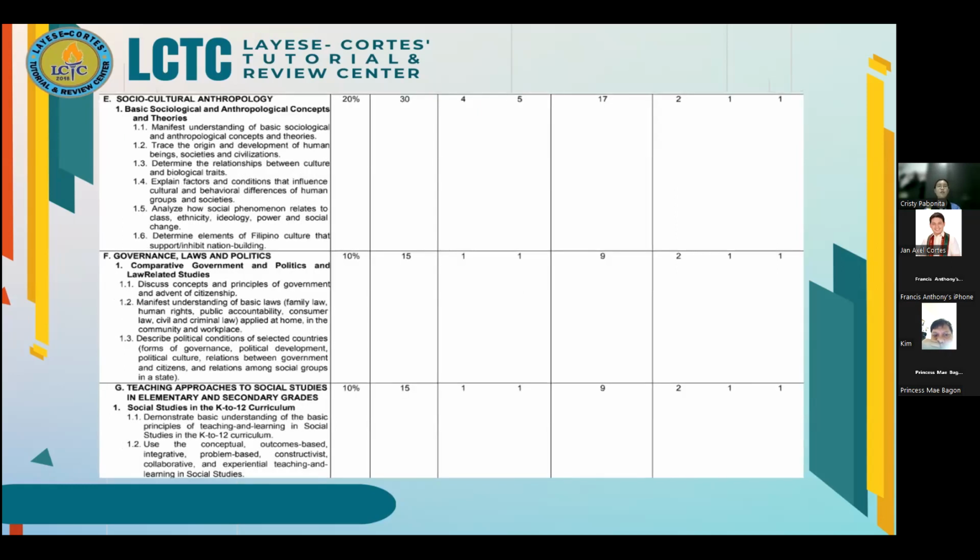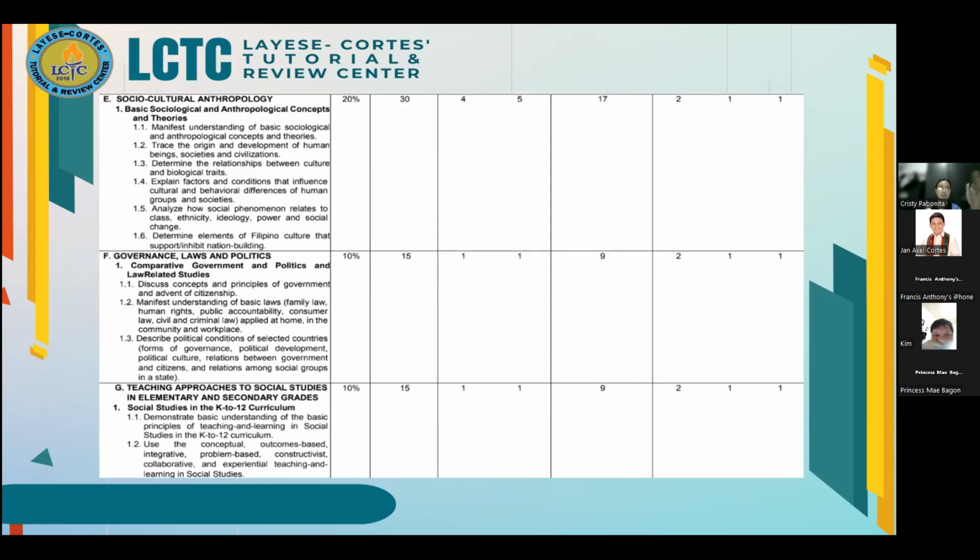The next is the socio-cultural, si E. So, imagine pila ka components ng social studies. So, socio-cultural anthropology. So, it's one of the majors nga among gikuha during our college. So, basic sociological and anthropological concepts and theories. So, manifest an understanding of basic sociological and anthropological concepts and theories.